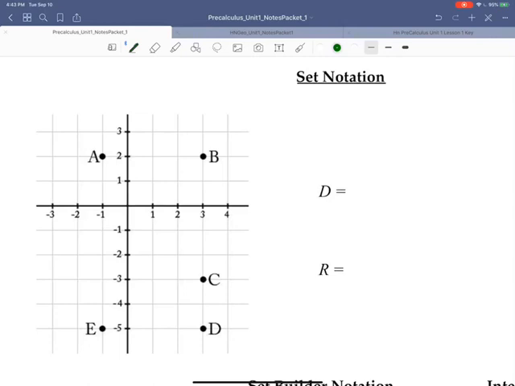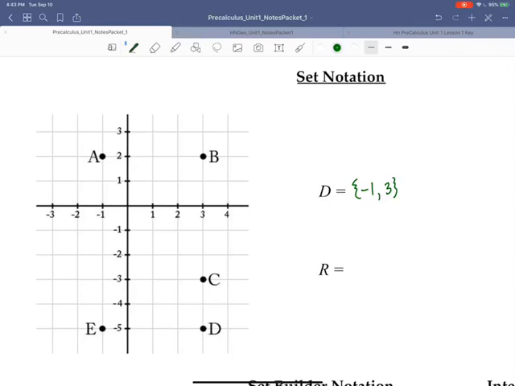So A and E each have an x value of -1, and B, C, and D have x values of 3. So the domain is just the set containing -1 and 3. And these curly braces here mean that we're listing all of the values in the set. So it's not an interval, it's these exact values, -1 and 3.